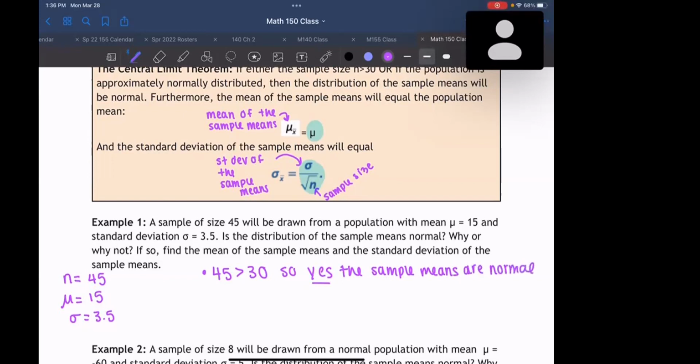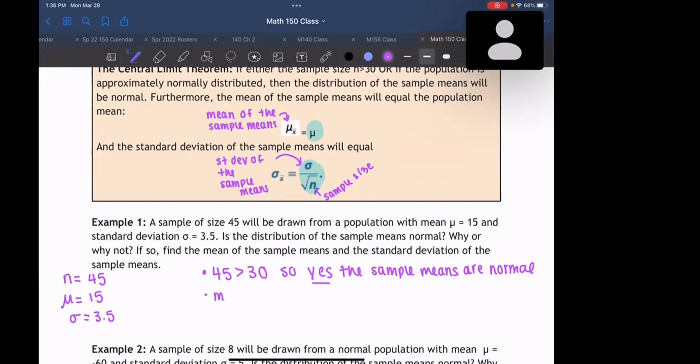Okay, so if either the sample size is bigger than 30, or if the population is approximately normal, then yes, the sample means are normal. Okay, so first part of the question is done. Why or why not? I wrote that down. If so, we're going to find the mean of the sample means and the standard deviation of the sample means.